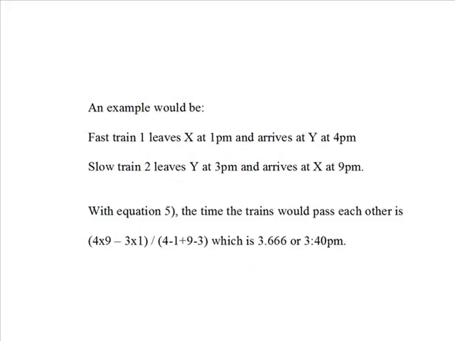Time for a couple of examples. Let's have a fast train and a slow train. Think about it. Trains going downhill usually have to go slower to conserve their brakes. And we have one leaving at 1 p.m., arriving at 4. We'll see it's the faster one. Another one leaving at 3 p.m. and arriving at 9 in the other direction. And we substitute it in, and we find that they will pass each other at around 3 2/3, that is to say 3:40 p.m. And if you happen to have the distance, you could then calculate that as well.